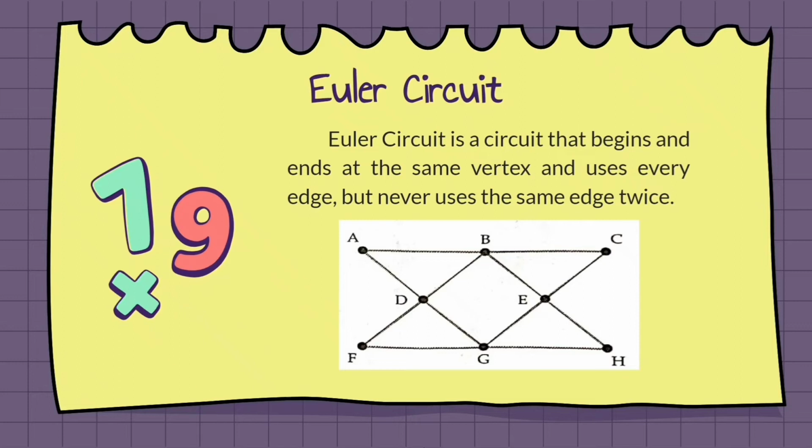However, the path A to B to C to E to H to G, then E again to B to D to A. So it started with A and also ended at A, but it is not an Euler circuit. Why, class? Since it does not use edges D to F, D to G, and F to G. In an Euler circuit, we must use all the edges, but we can use each only once. Okay?